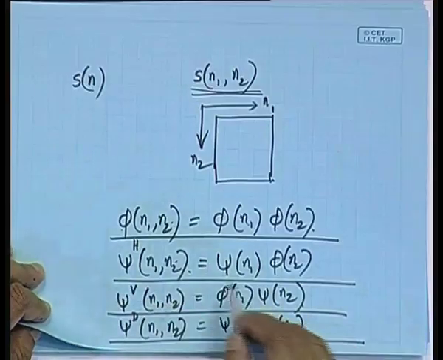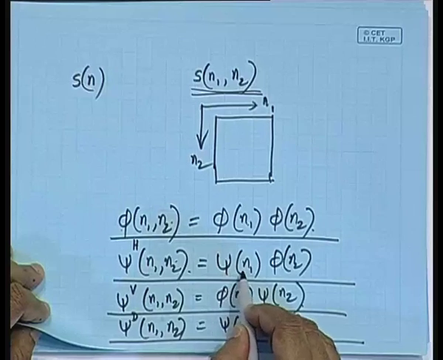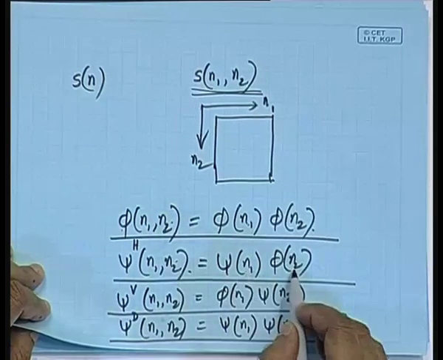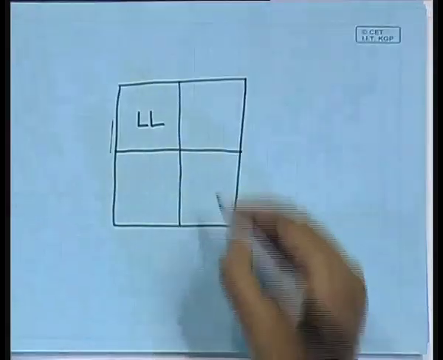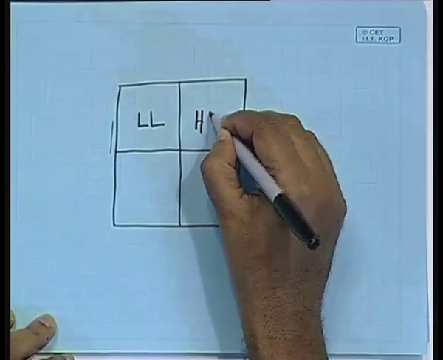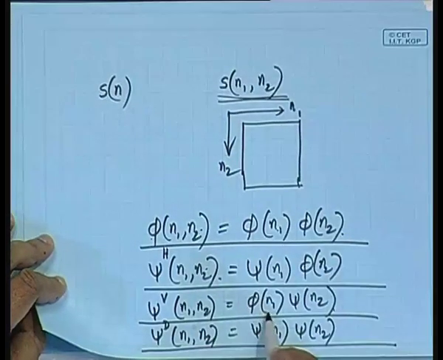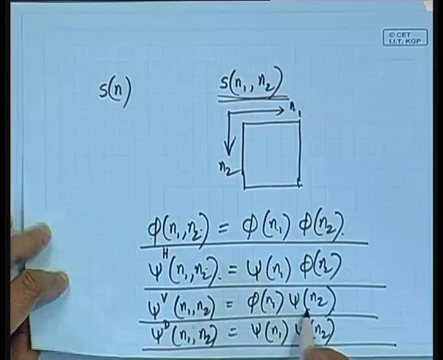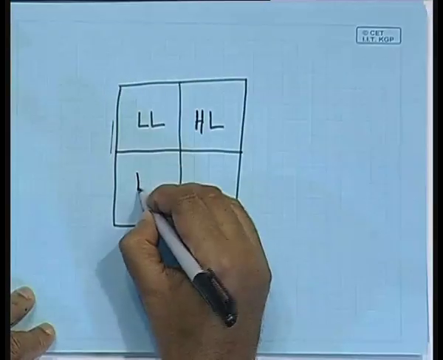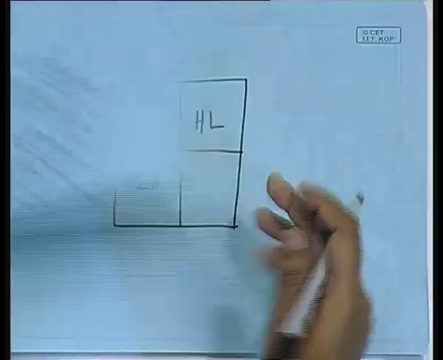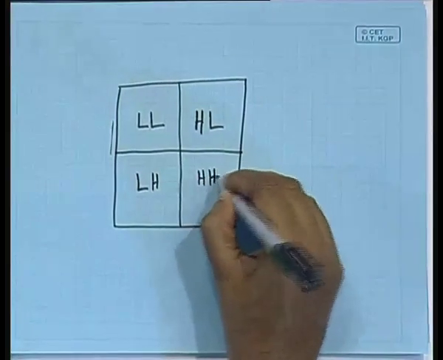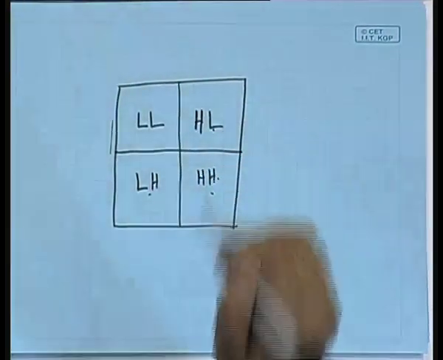Here, it is horizontally high passed, but vertically it is low passed. So, I call it HL: horizontally high passed, vertically low passed. What is this one? This one is horizontally low passed, but vertically high passed, LH, and this one, the last filter, is horizontally high passed, vertically also high passed. So, LL, HL, LH, HH. So, 4 different filtered versions I am obtaining.